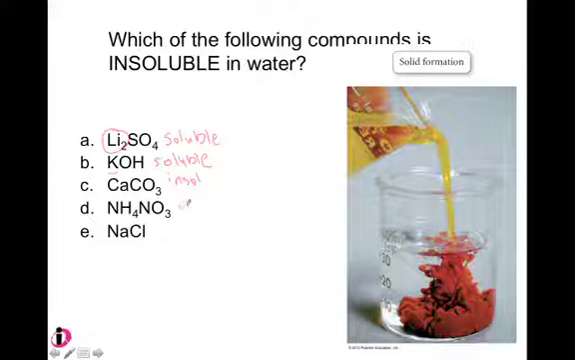Ammonium, definitely soluble, and sodium chloride, definitely soluble. So what we see here is a precipitate forming. When we take a yellow solution and a clear solution and pour it together, we're getting a precipitate forming here.